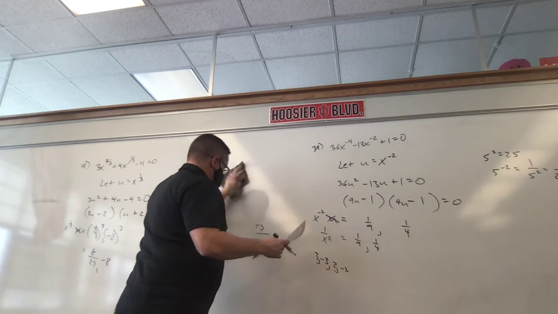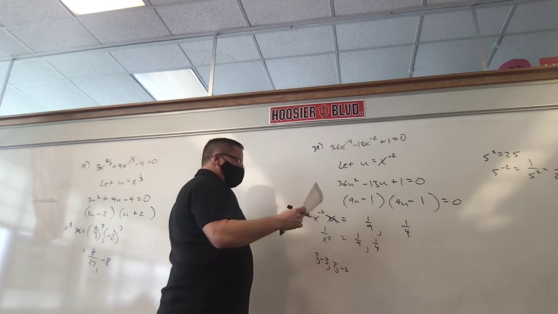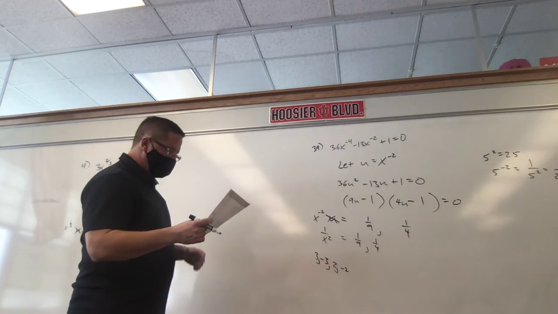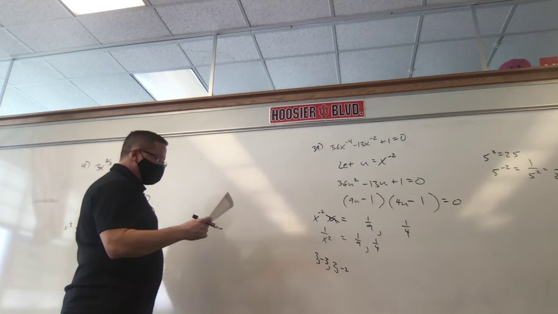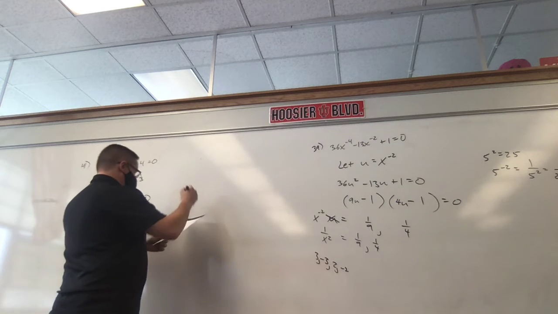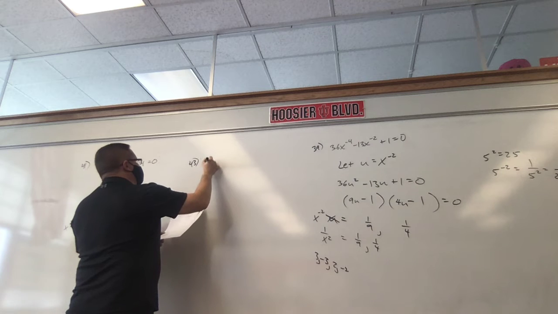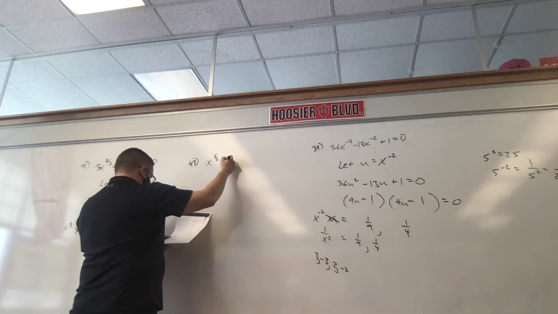Number 43. By the way, if you really want to, you can cross off 45 through 48. I'm not doing 45 through 48, but we are going to start on number 49 eventually. Let's look at 43. It says x to the 5/3 is 32.